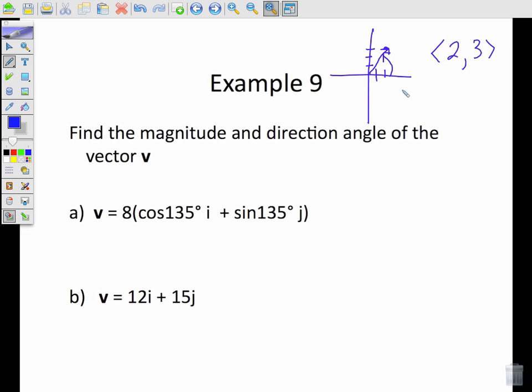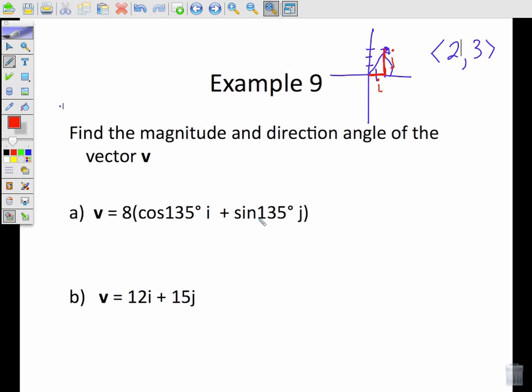We're going to be using trig in order to find it. Also, this 2 right here is my x value, which corresponds with the i part of the vector, and the y value here corresponds to the j part. Remember that x is cosine and y is sine. So you can see that we're going to start using cosine and sine to also represent some of our vectors.